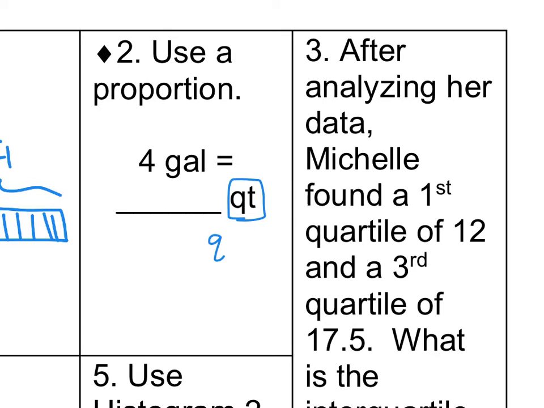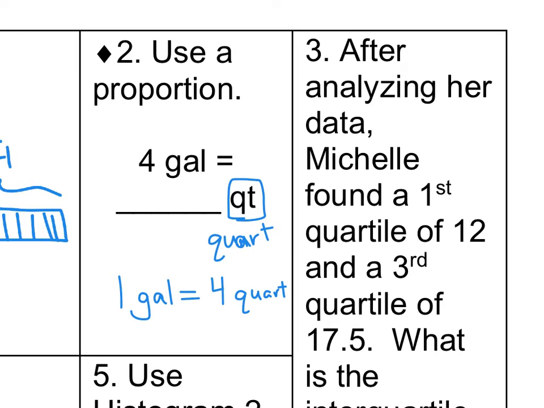All right, so what does QT mean? Quart, right? How many quarts are in a gallon, or how many gallons are in a quart? Which one's bigger? Gallons are bigger, right? So we're going to do 1 gallon. And how many quarts are in a gallon? How many quarters are in a dollar? 4. So 4 quarts equals a gallon.